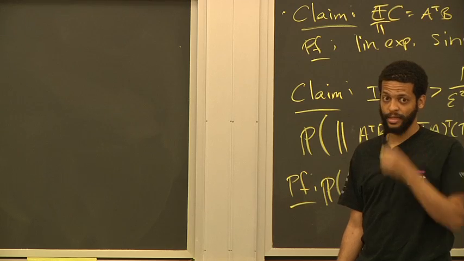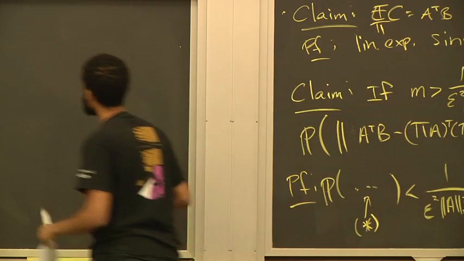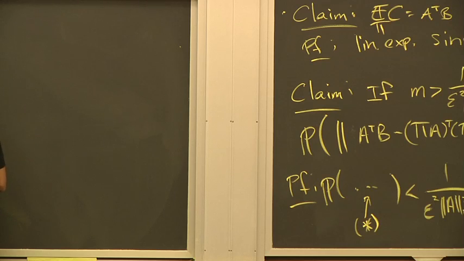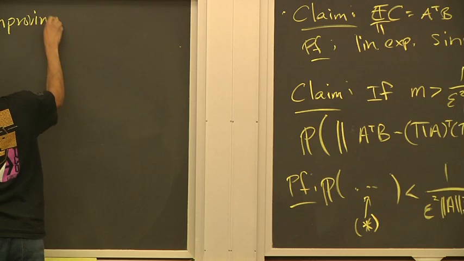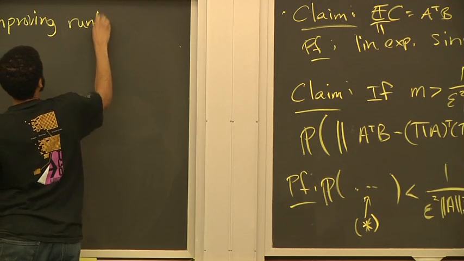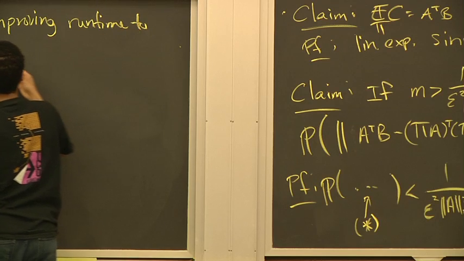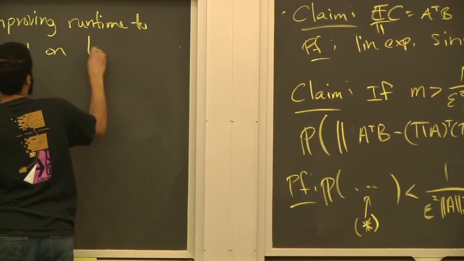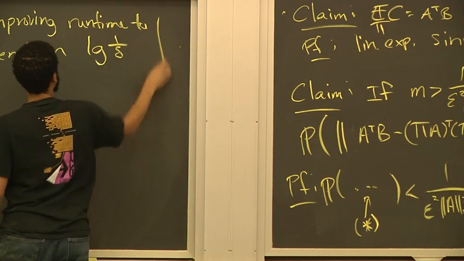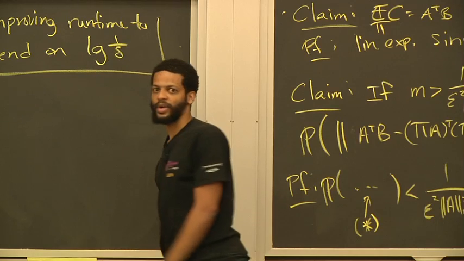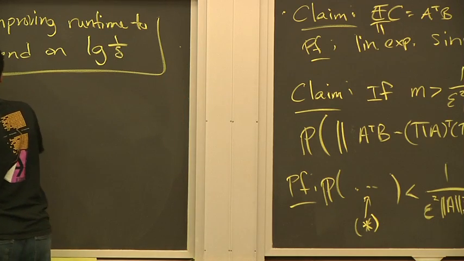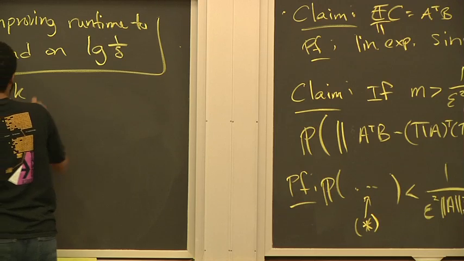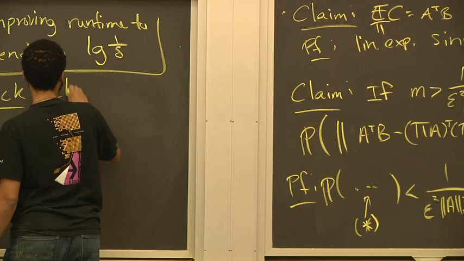Okay? But there was a trick. Improving the runtime to depend on log 1 over delta instead of 1 over delta. So we're going to use a trick that's due to Clarkson and Woodruff.